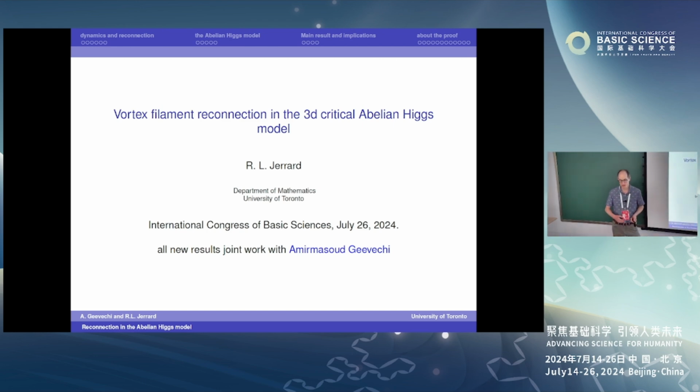And so I'm talking about vortex filament reconnection. The background is there are a lot of physical phenomena in which one can see coherent vortex filaments. These are visible both in physical phenomena and experiments, and also in solutions of PDEs that model these phenomena. And so one might ask, once we understand the dynamics of vortex filaments in isolation, what happens if two filaments collide?